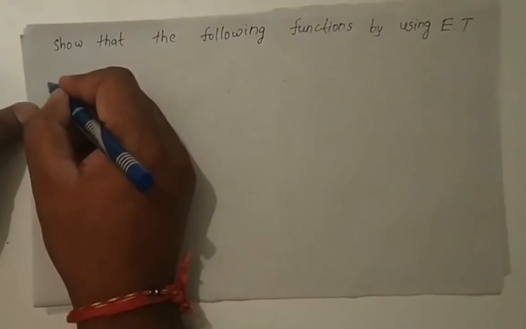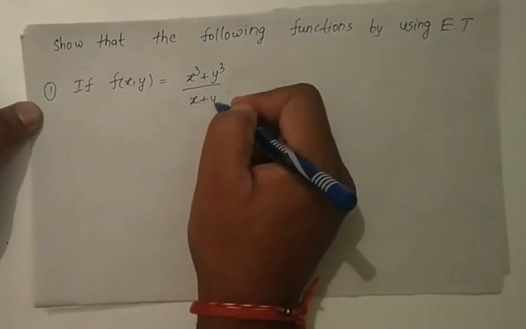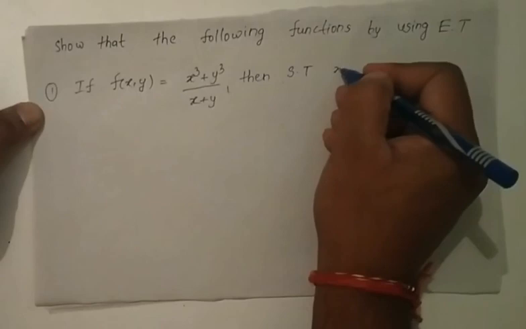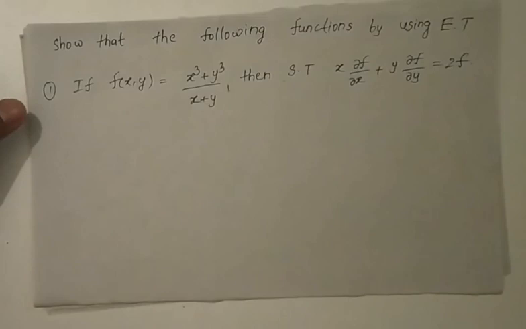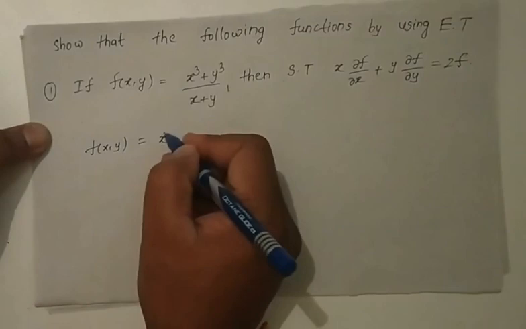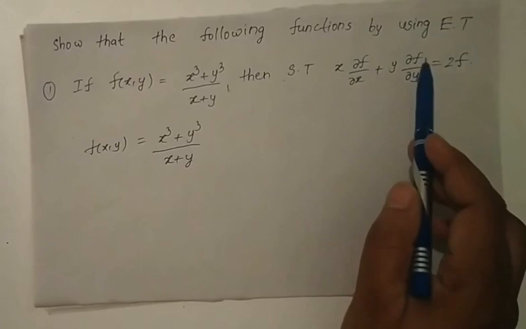Okay, first one: if f(x, y) is equal to (x³ plus y³)/(x plus y), then to show that x ∂f/∂x plus y ∂f/∂y is equal to 2f. Okay. Very simple problem. So here, given that f(x, y) is equal to (x³ plus y³)/(x plus y), we have to show that x ∂f/∂x plus y ∂f/∂y is equal to 2f by using Euler's theorem.